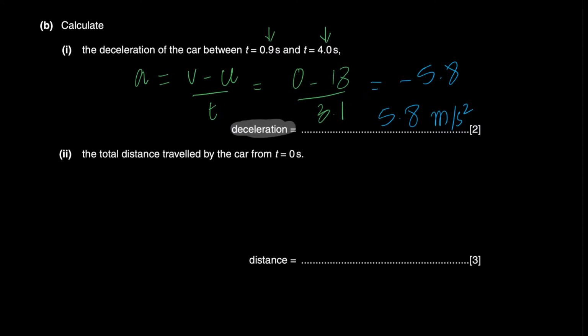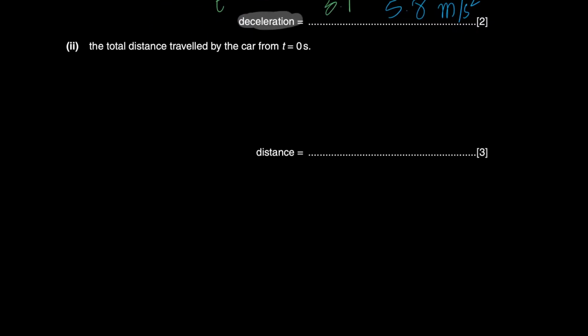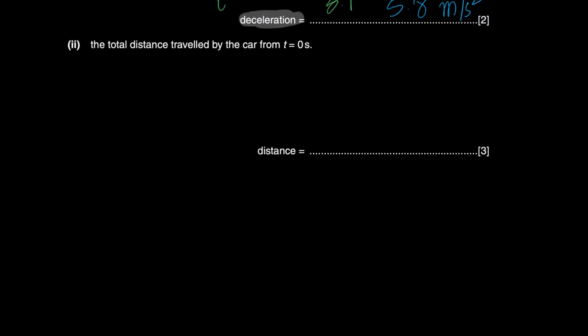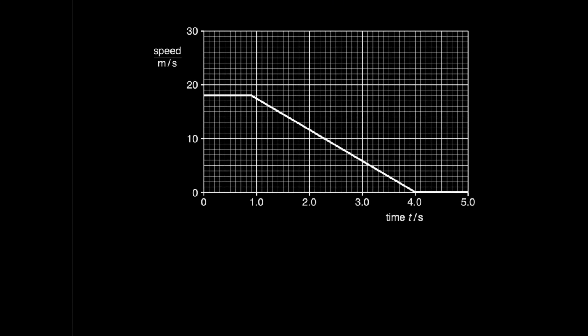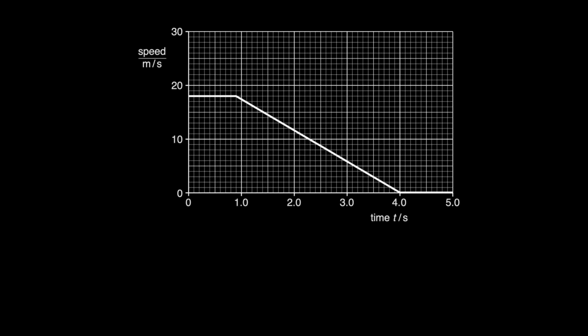In the second part, they're asking us the total distance traveled by the car from t equals 0. What's interesting is that the car travels unbraked for this period, for 0.9 seconds, at 18. So essentially the area of this graph is going to tell you the distance traveled over here, and the area of this triangle on the side will tell you the rest.